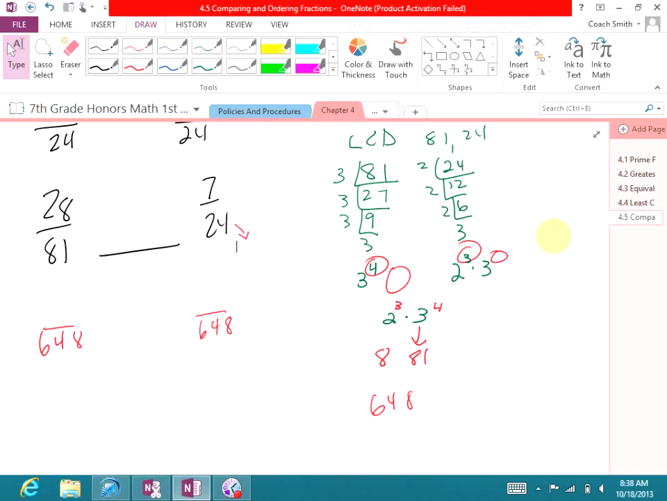20 times 24 is 480. So it's above 20. So 30 times 24 is going to be 720. So it's somewhere between 20 and 30. Okay? So what is it?